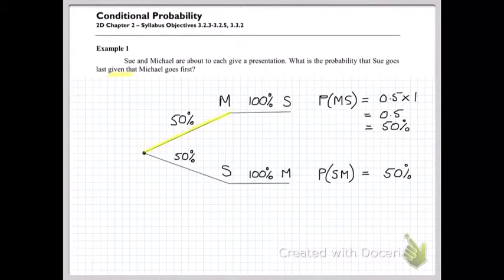But now let's look at the initial condition. If we know that Michael's already gone first, we start at this point. And so it should be clear to you that there's a 100% chance of Sue going second. This is the notation we use. We use a vertical pipe or a vertical bar symbol. This would read the probability of Sue speaking second given that Michael has spoken first, and we can see that the answer will just be 100%.